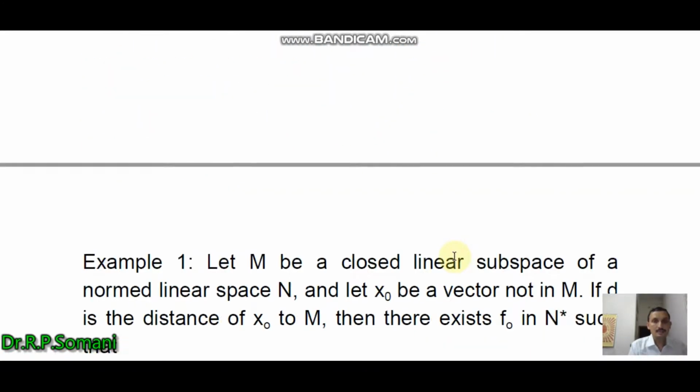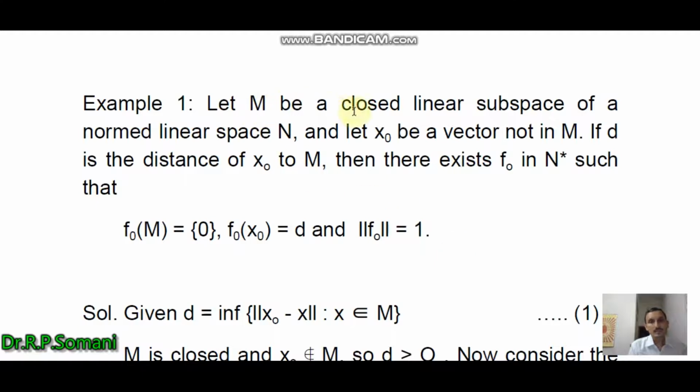Now we see an example. Let M be a closed linear subspace of a normed linear space N, and let x0 be a vector not in M, and if d is the distance of x0 to M, then there exists a functional f0 in N* such that f0(M) = 0, f0(x0) = d, and norm of f0 equal to 1. Here are three conditions on this f0: f0(M) = 0, f0(x0) = d, and norm of f0 equal to 1. We search for such a functional.